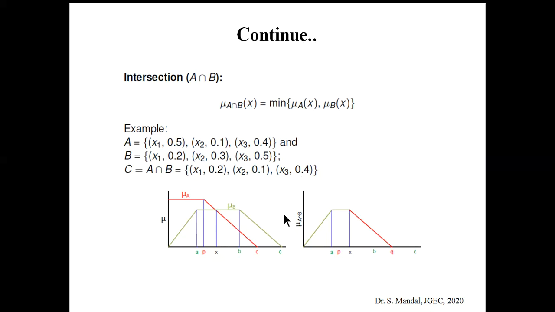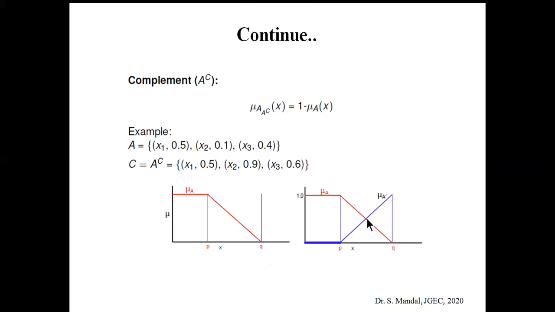And for the same example, the corresponding membership graph will become the minimum curve between mu A and mu B. So you can see that up to this region, this one is the minimum, this one is the minimum, but next this portion is the minimum. Okay, so ultimately mu A intersection B will become like this.